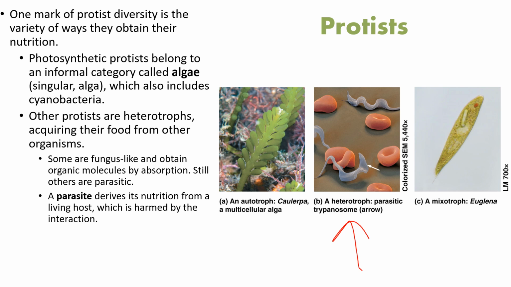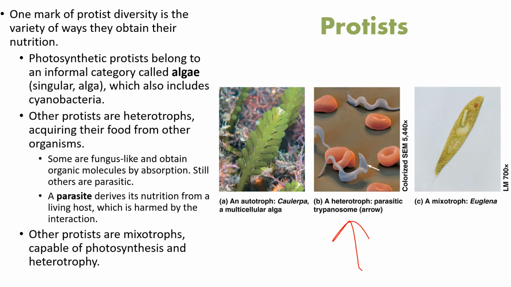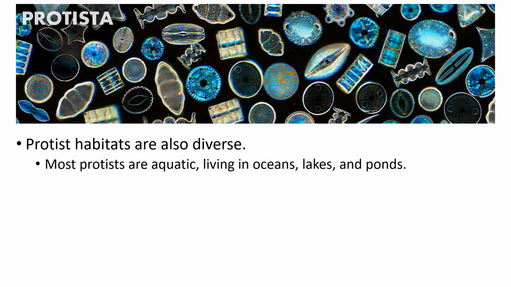And a parasite is going to derive its nutrition from a living host, and it's going to harm that host in that interaction. There are also going to be other protists that can go back and forth, and they're called mixotrophs. So they can do photosynthesis when they need to, and they can be heterotrophs when they need to. So they're not stuck in any one particular type of metabolic pathway.